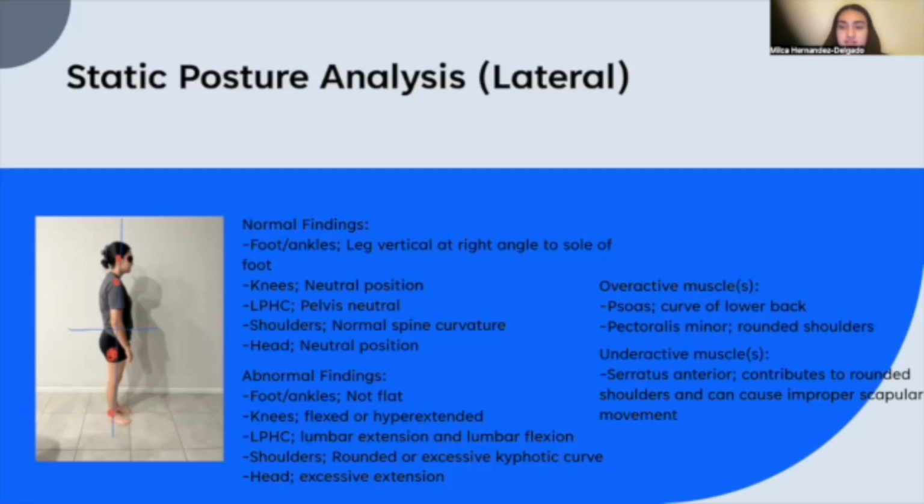For the overactive muscles, we have the psoas, which would kind of have a curve to that lower back, and our pectoralis minor, which would cause the rounded shoulders. An underactive muscle would be the serratus anterior, which contributes to the rounded shoulders, as you can see pictured in mine, and that could cause improper scapular movement.